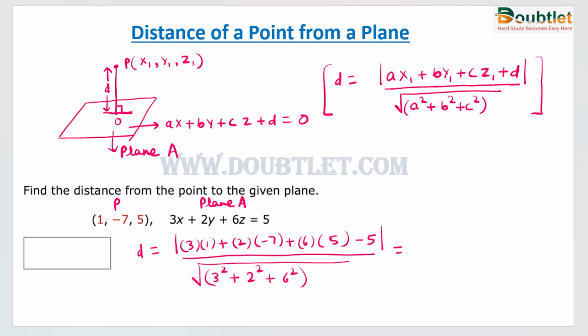If we solve this, it will become 3 minus 14 plus 30 minus 5. So this will become 14. The numerator term is 14, and if we solve the denominator, it is 9 plus 4, 13, 13 plus 36, it is 49. So the square root of 49 is 7. If we solve this, we have found the distance as 2 units. So we fill 2 in this box, and we have got the answer for this example.